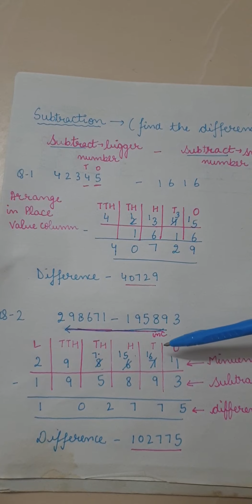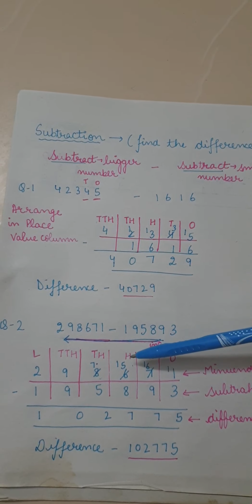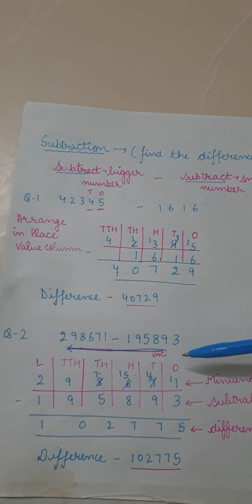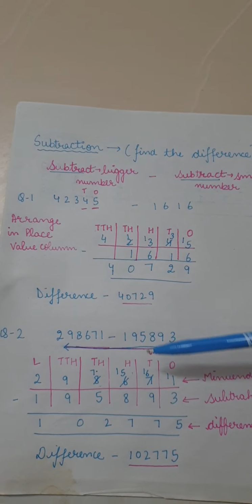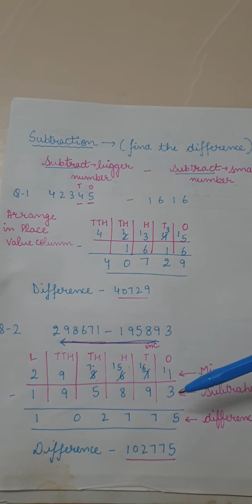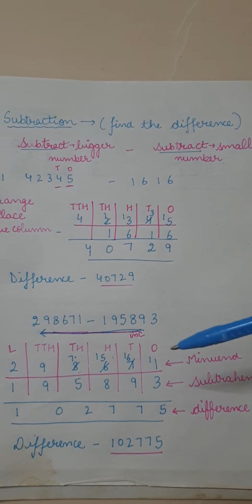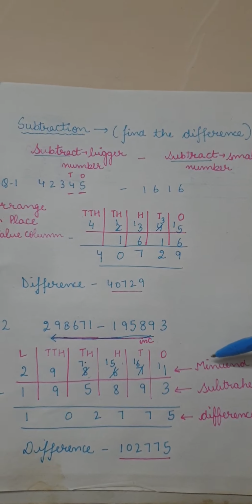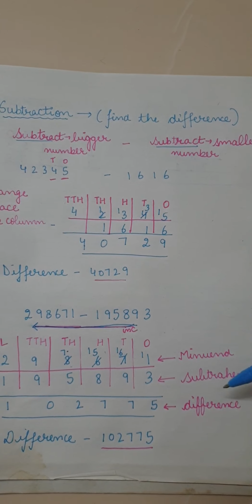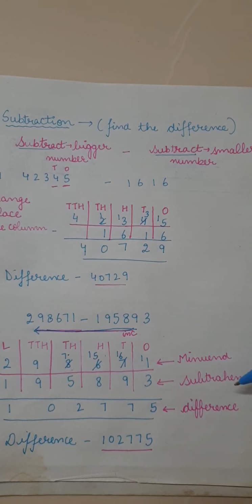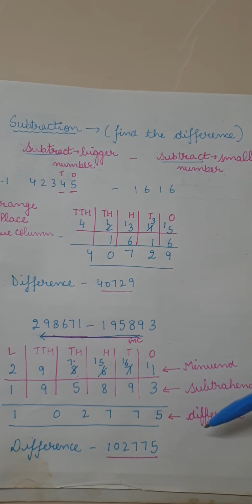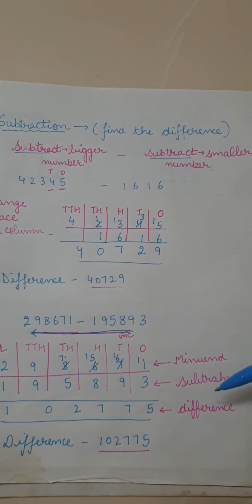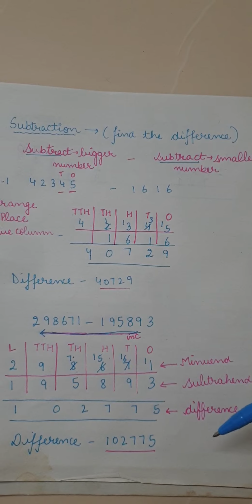So if you see, in these questions we have arranged the digits in the place value column. First we put the place value chart and then we put the digits right below it, following the place value column. As I told you earlier, the digits in the first row are called the minuend, the digits in the second row are called the subtrahend, and the answer that we get is called the difference. So when you subtract the subtrahend from the minuend, you get the difference, which is your final answer.